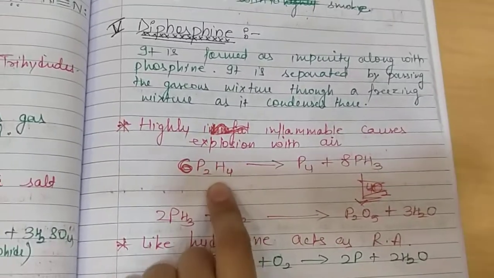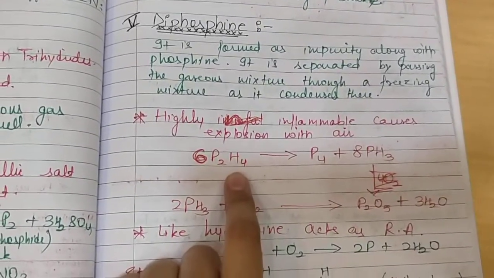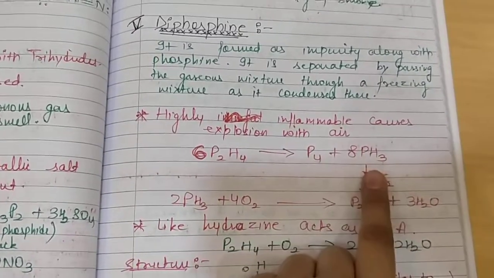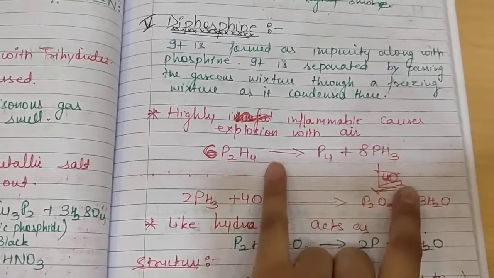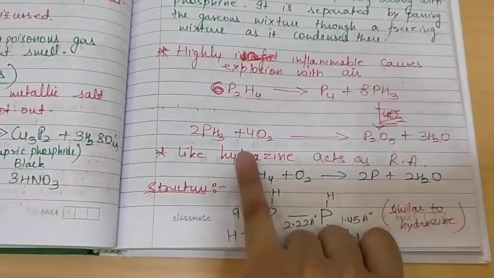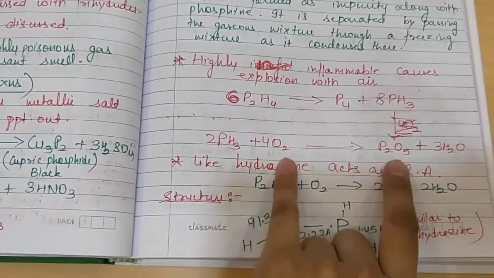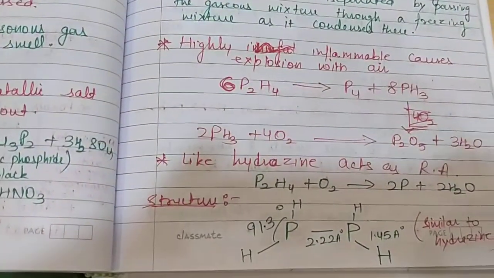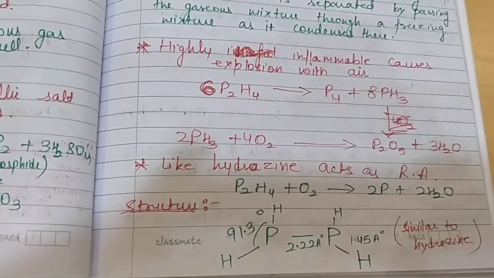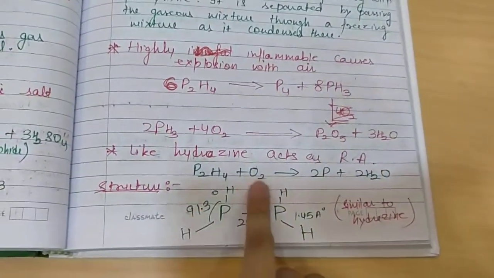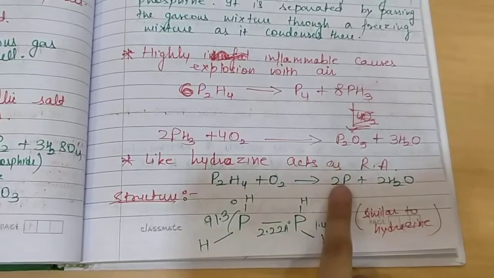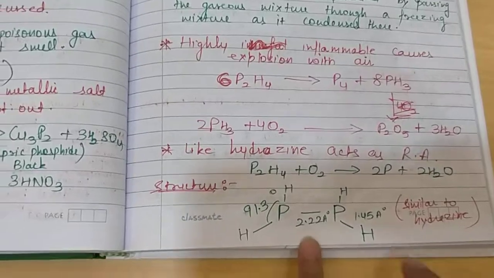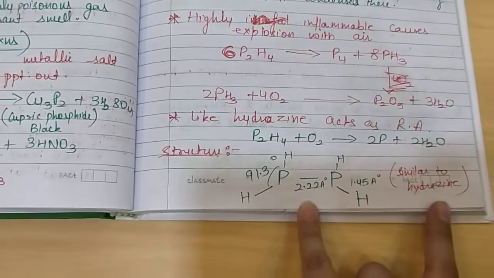This is the formula for diphosphine, that is P2H4. So it gets converted to phosphorus and phosphine when it is reacted with air. Further, phosphine undergoes oxidation and gets converted to P2O5. Just like hydrogen, it also acts as a reducing agent, as it reacts with oxygen and undergoes oxidation and reduces oxygen to water. This is the structure of phosphine, which is very much similar to ammonia.